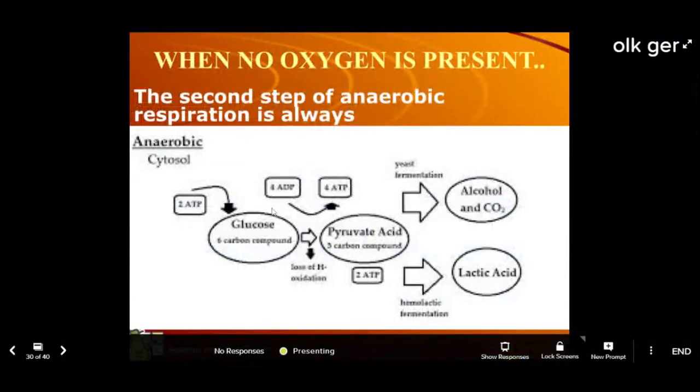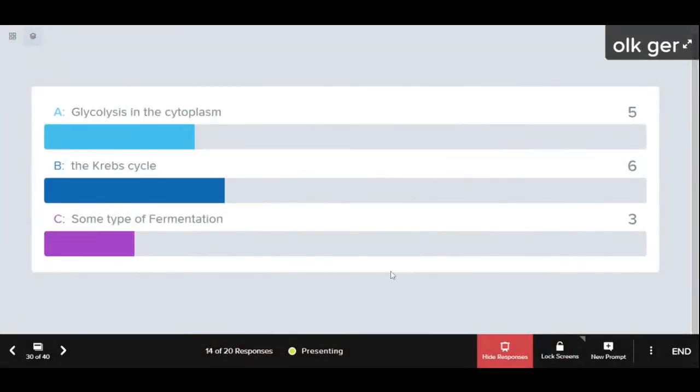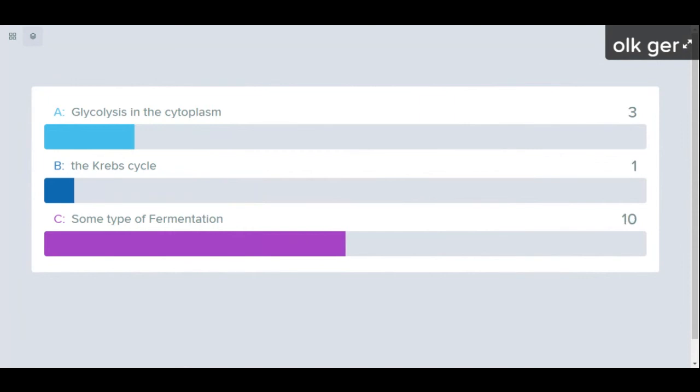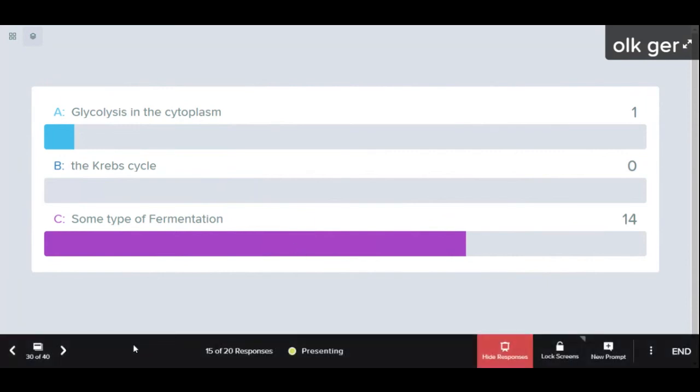All right. So the second step of anaerobic respiration is always, let's get some responses. Some type of fermentation is always the second step. The second step, guys, always some type of fermentation. I can't get that through enough. In anaerobic respiration, the second step is some type of fermentation.